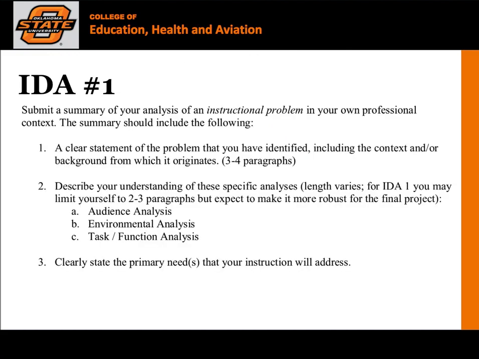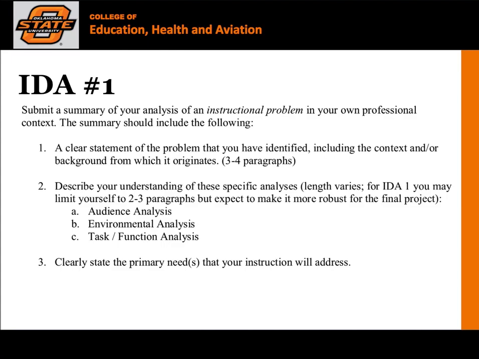For IDA number 1, you will identify a problem in your professional context that you think instruction can address. You're going to submit a summary of your analysis, which will include a clear statement of the problem, including the context or background from which it originates. You'll also have a description of your understanding of the audience, environment, and task function. It will also include a clear statement of the primary need or needs that your instruction will address.